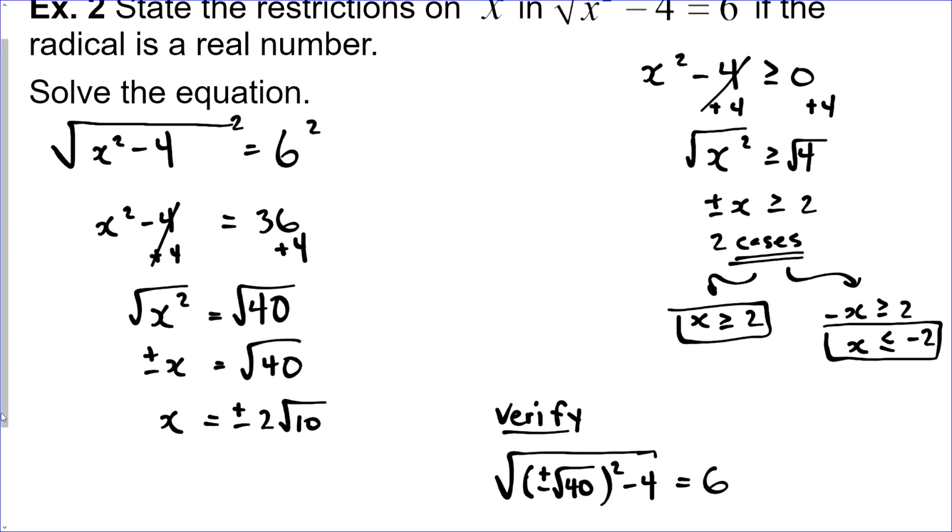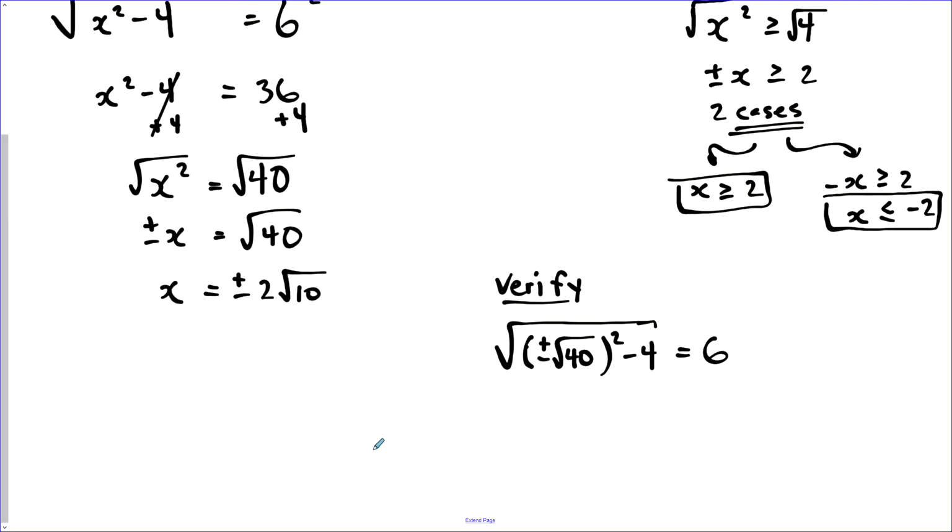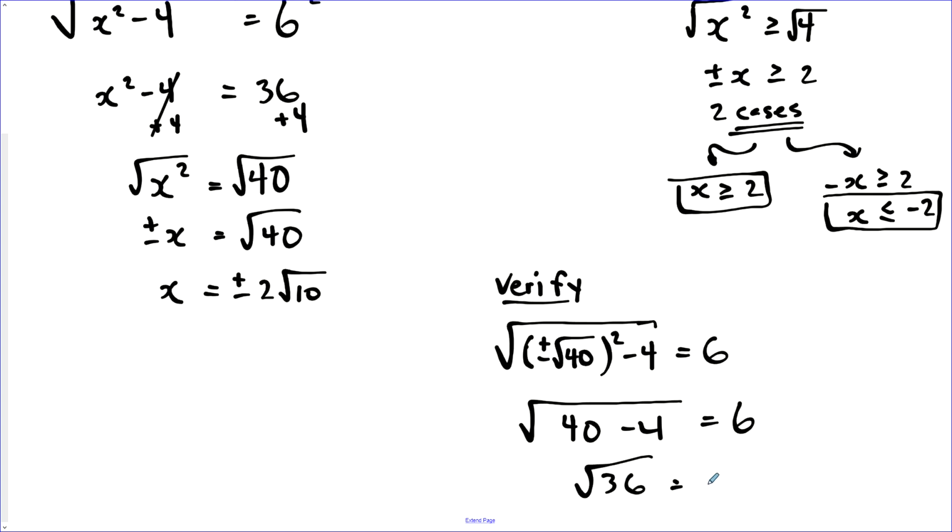So I've plugged both of my solutions in. The square root of 40 squared plus or minus is positive 40, and 40 minus 4 is 36. And the square root of 36 is 6. And both of those solutions work.